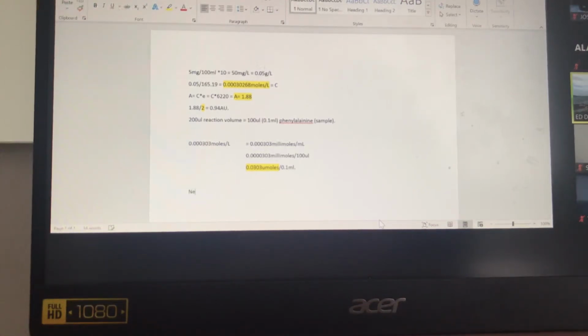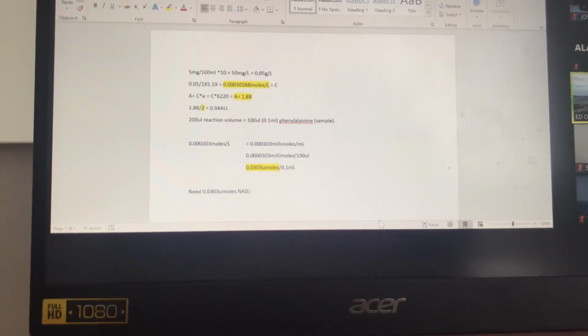So by definition, we're going to need 0.0303 micromoles of NAD as well. We never want NAD to become the limiting factor. So we have to have as much NAD as to be able to convert all the phenylalanine into phenylpyruvate before it runs out.